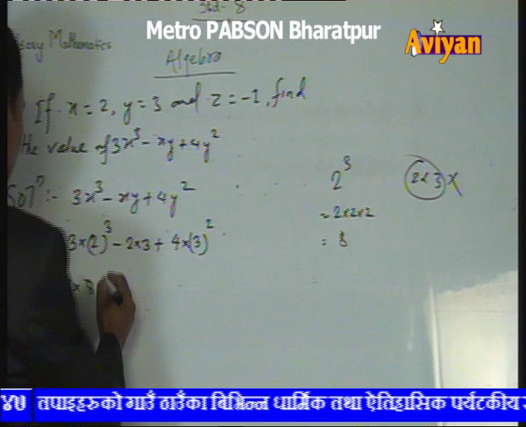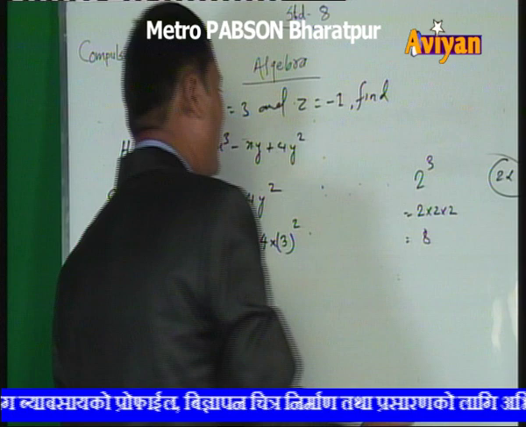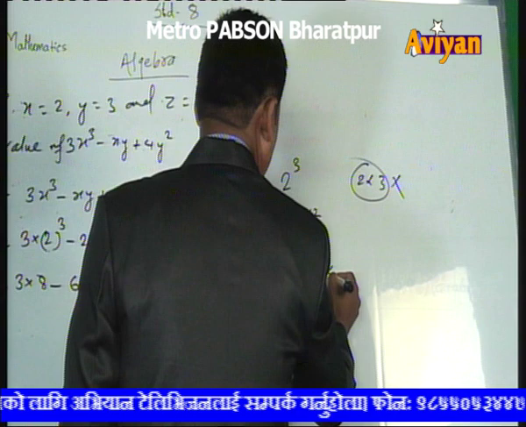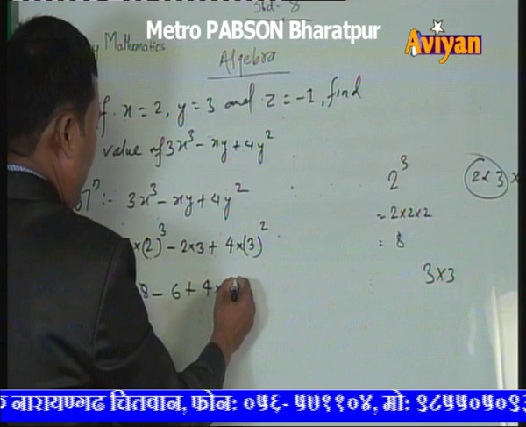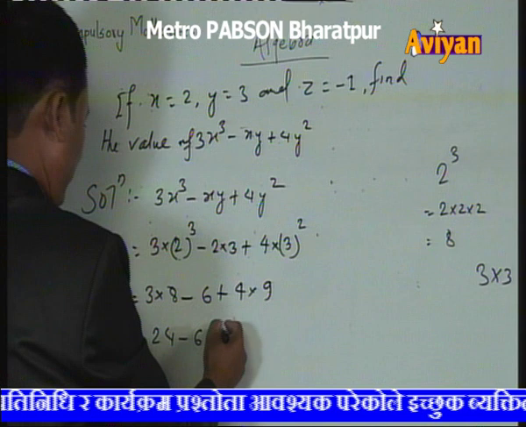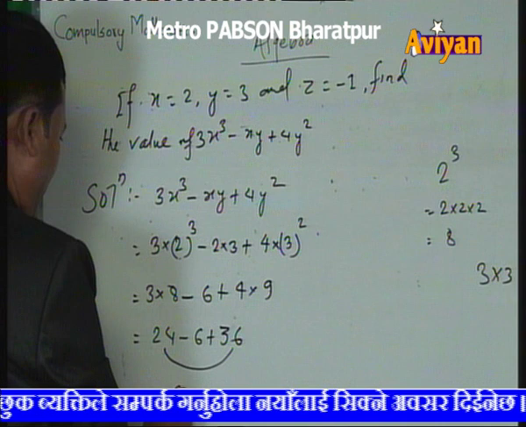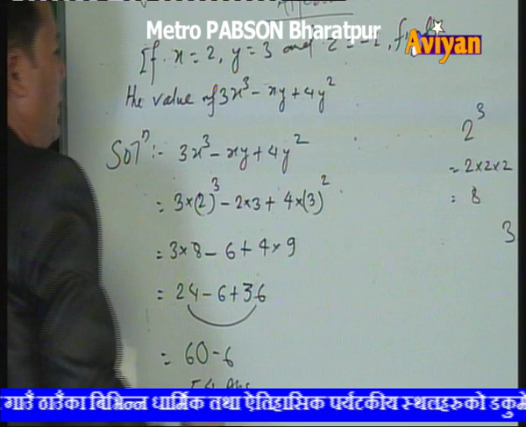Minus 3 into 2 is 6, plus 4, and here also 3 square means 3 multiplied 2 times. 3 into 3, not 3 into 2. That is a mistake, please. 3 square means 3 into 3, it will be 9. 8 times 3 is 24, minus 6, plus 9 times 4 is 36. Added to this one, 24 plus 36 is 60, minus 6. The result will be 54, the required answer.